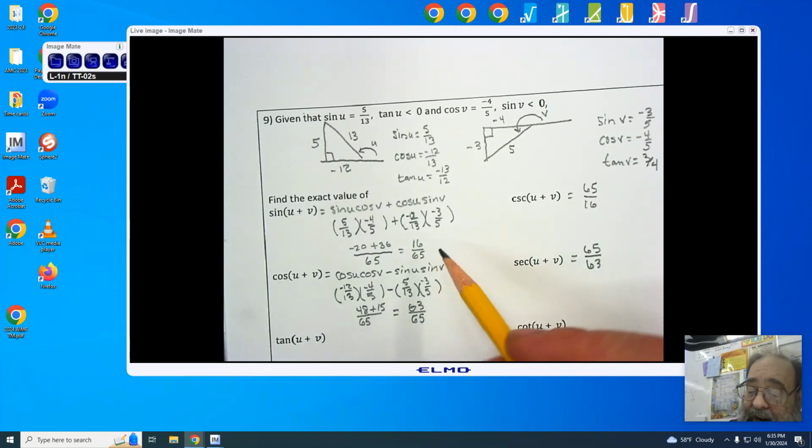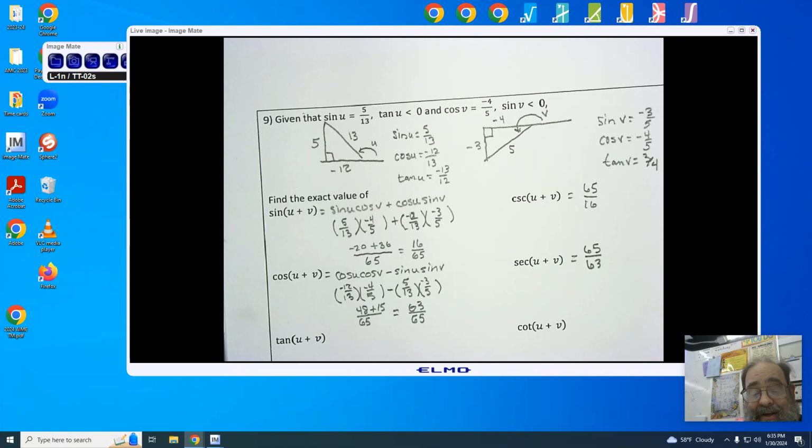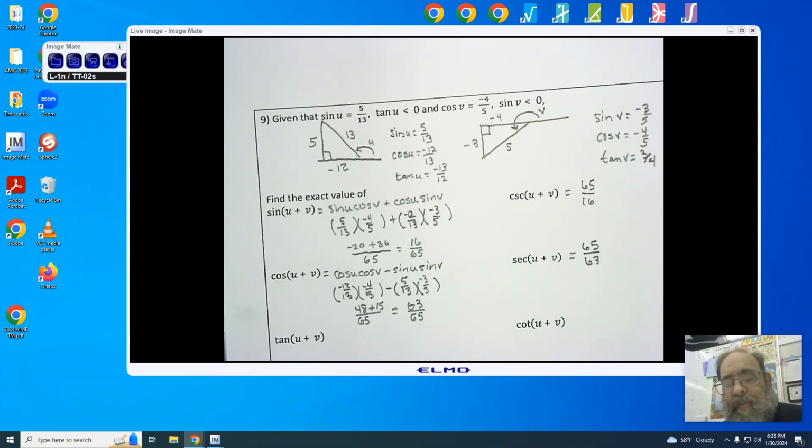Now, for the last part, I have a couple of options. Because I already have the sine and the cosine, it doesn't make much sense to do a lot more work. You do not have to use the tangent formula. We know that the tangent of u plus v is the sine of u plus v over the cosine of u plus v, and we have both of them.